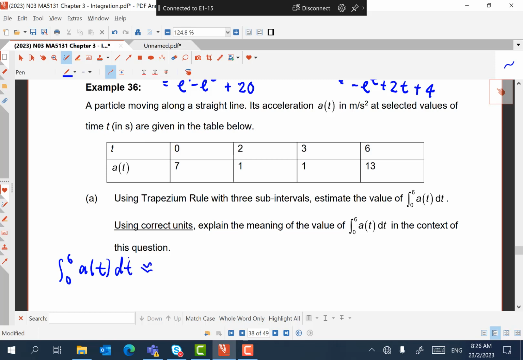Half of what? Plus half times 1 times 1, plus half times 1 plus 13, times. Right.